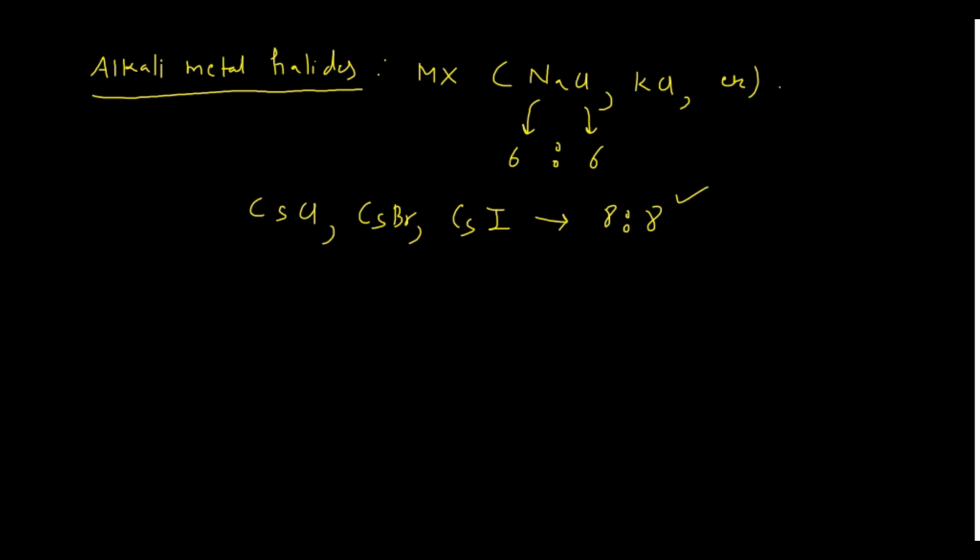While in the case of the cesium halides, like cesium chloride, bromide, and iodide, the coordination number is 8:8. Why is it happening in that case? It is due to the more favorable lattice energy. In the case of lithium, theoretically the coordination number is 4:4. If you have lithium chloride, 4:4. But lithium can also form this particular ratio, 6:6.